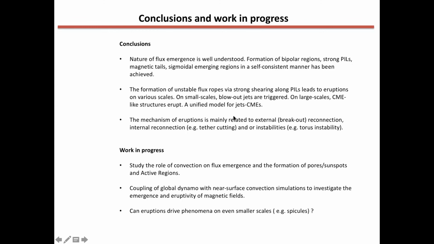And the mechanism of eruptions is mainly related to reconnection, either breakout or internal reconnection, which is tether cutting, or instabilities like torsion instability. I haven't talked about this, but it's in our papers.